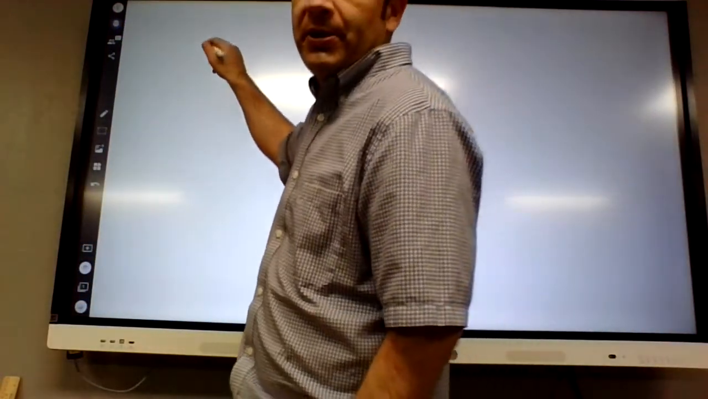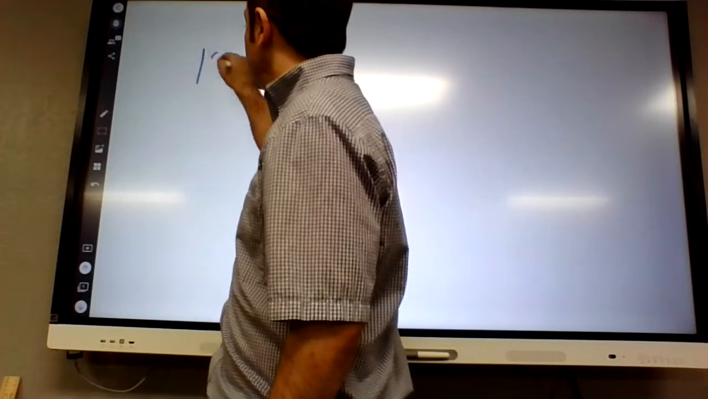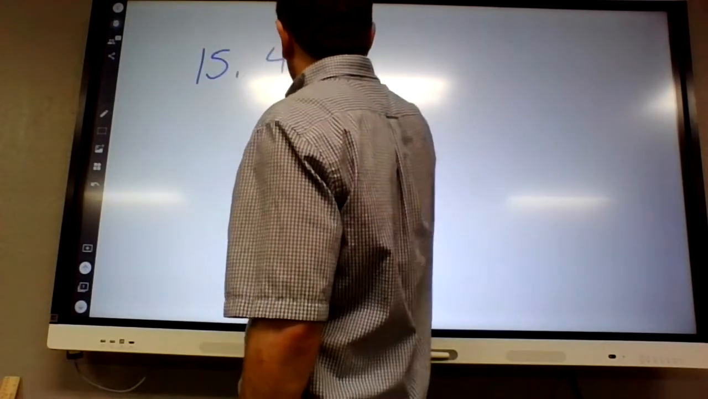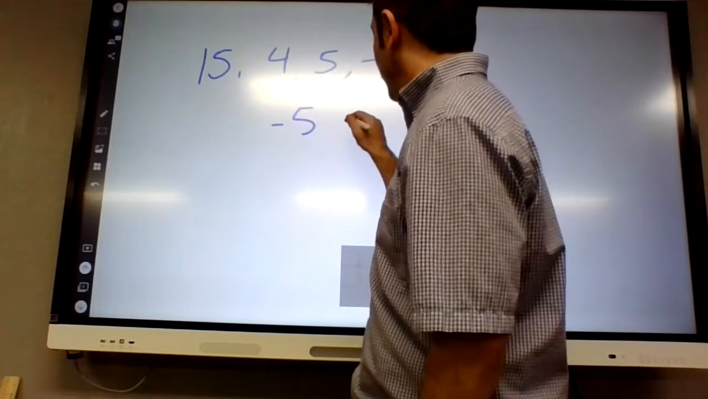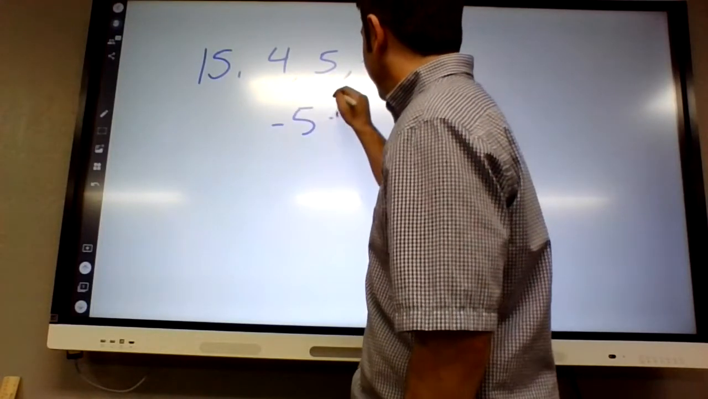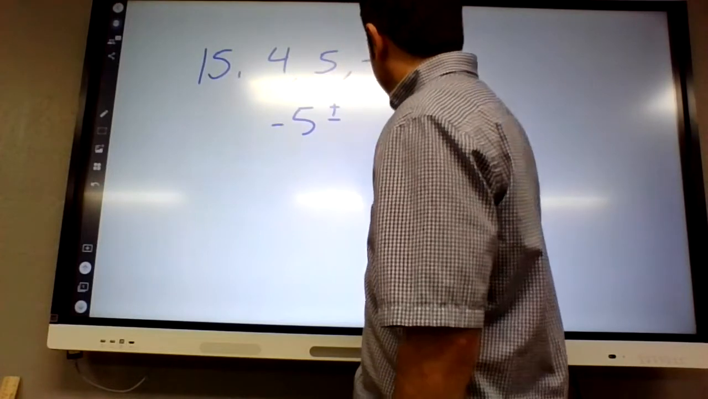So a, b, and c are 4, 5, and negative 3. So negative b, whoops, negative b, come on baby. Negative b plus or minus the square root of b squared, which is 25.